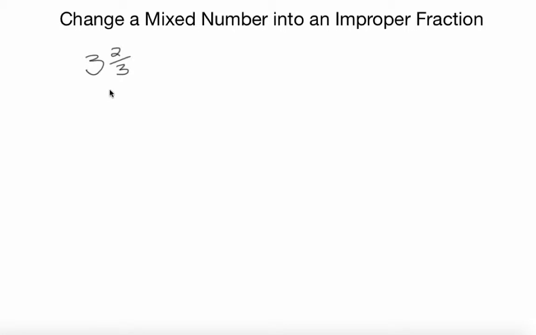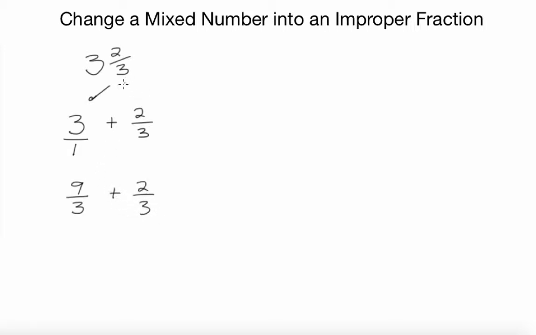I could break this problem down into 3 wholes plus a 2/3 part, right? Whole number plus a fraction part. And if I think about 3 wholes, I could think of that as 3 over 1, and then I'm adding 2/3 to it. We're kind of jumping ahead, getting into adding fractions here, but 3 over 1, if I find a similar fraction, is the same as 9/3, if I multiply the top by 3 and the bottom by 3.